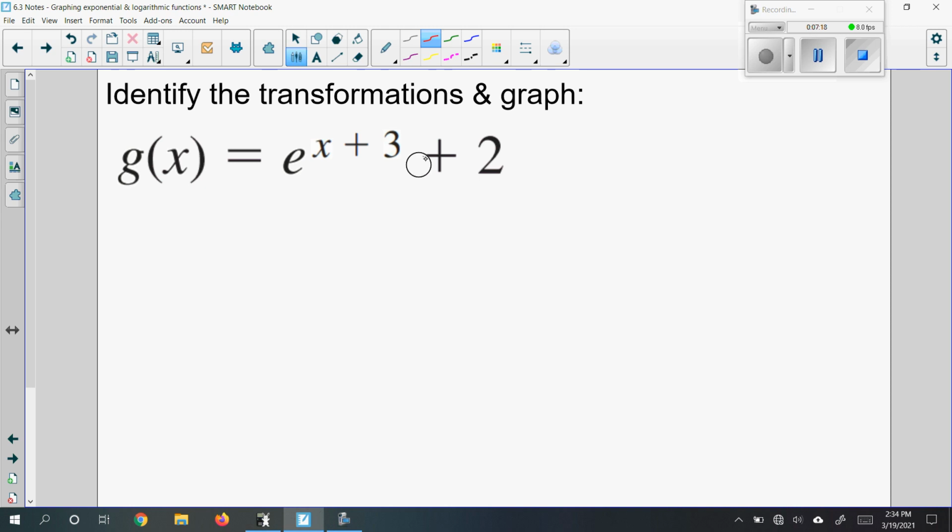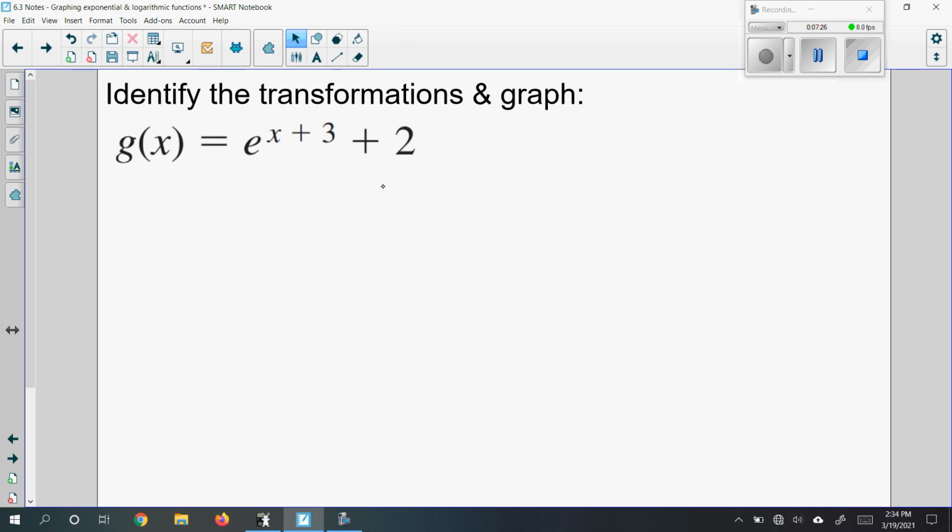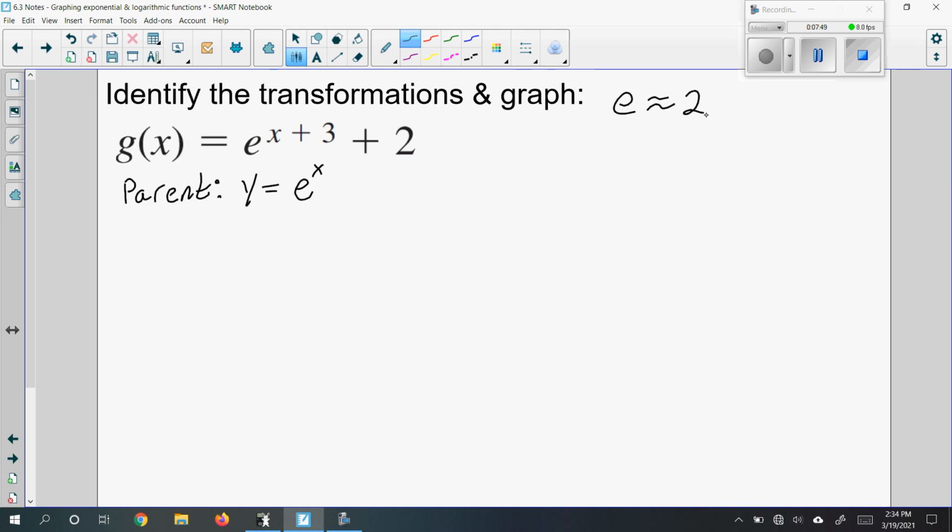Now let's take a look at this one. Well, this one has the value e in it. So how would we graph this? Well, we're going to have to use our calculator to make some approximations. But the parent function is y equals e to the x. Now recall that e is approximately 2.71828, etc. So since the base is bigger than 1, this will be growth.